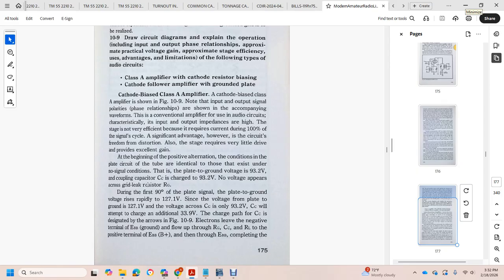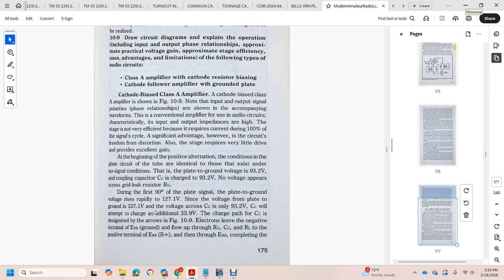At the beginning of the alternation, the condition of the plate circuit of the tube is identical with those that exist with the no signal condition. Plate to ground voltage is 93.2 volts, and the coupling capacitor is charged to 93.2 volts, with no voltage appearing across the grid leak resistor at the grid. During the first 90 degrees of the signal, the plate to ground voltage rises rapidly to 127.1 volts. The voltage from plate to ground is 127.1 volts, while the charge of the coupling capacitor is only 93.2 volts.